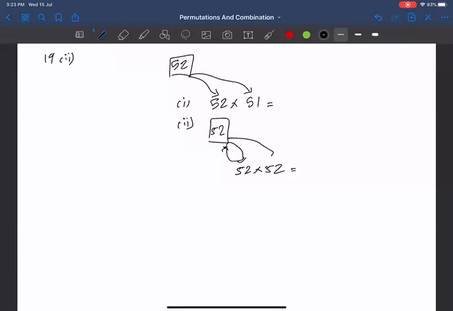Next. So the sum has one more subpart. What will be the number of ways if the first card is replaced before the second is drawn? That's this answer, same thing. First card is played and first card is replaced.